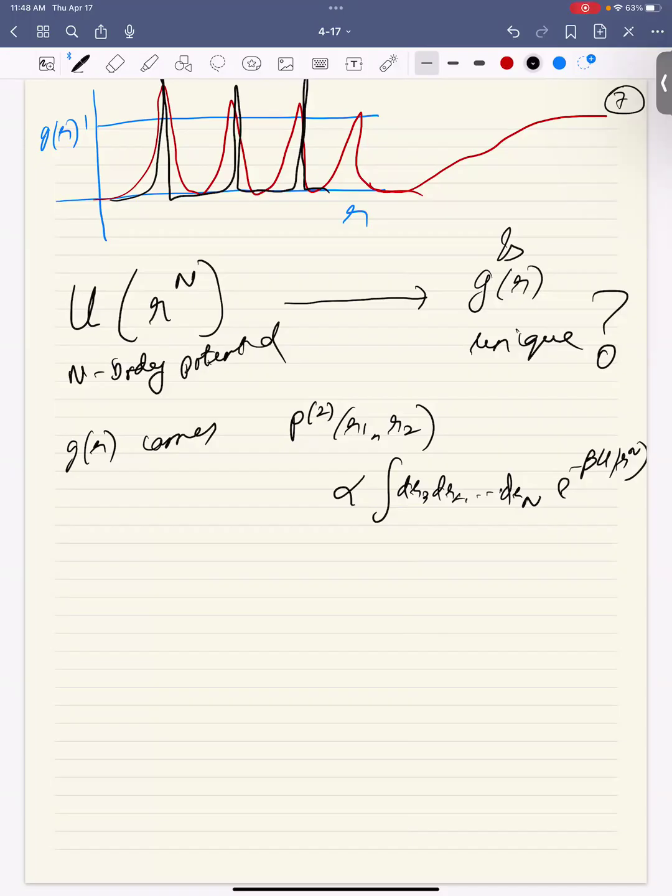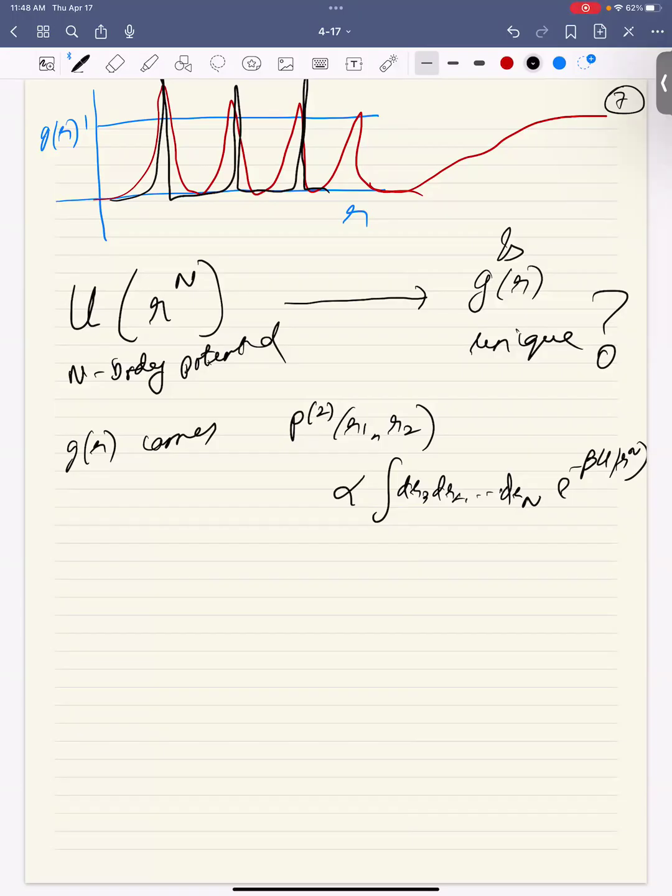There is no difference. So if you know U of Rn, by construction, G has to be unique. I'm not saying it's position independent. Those are some very complicated, funky looking things. But you can't have two different G of Rs. If you go from a fixed potential, you will get the same G of R. Potential energy has way more information than G of R. G of R is effectively accounting for behaviors of the potential energy. So hopefully this makes sense.